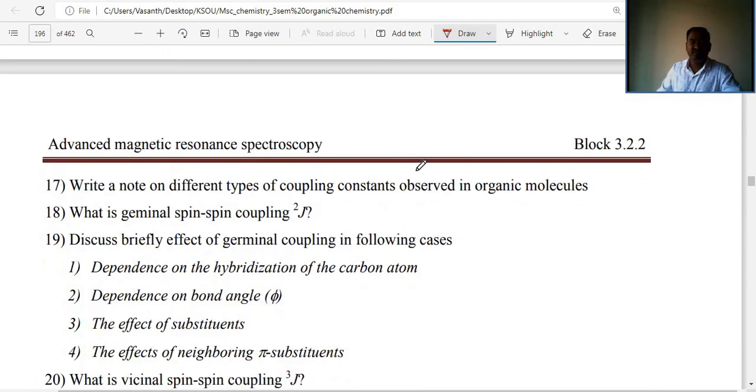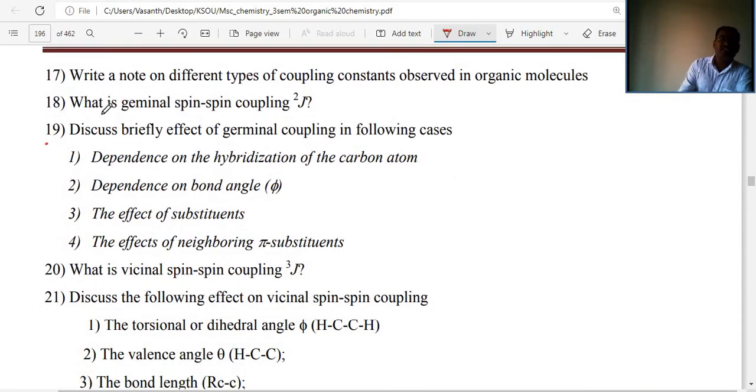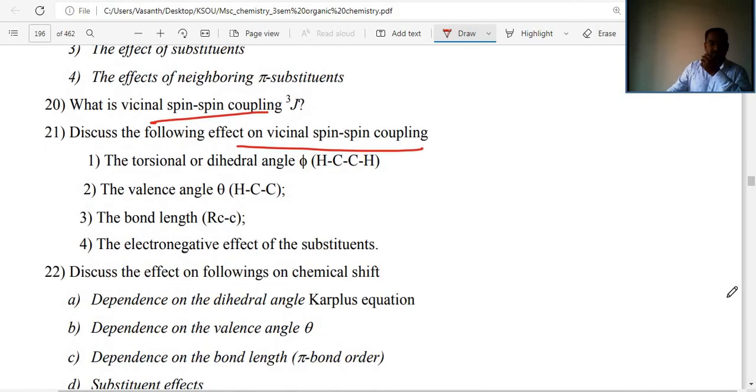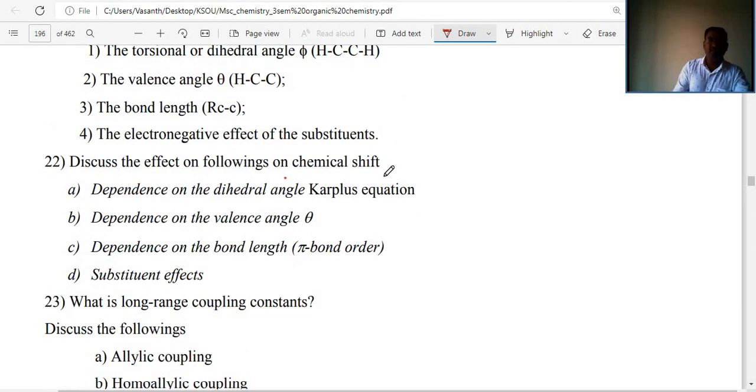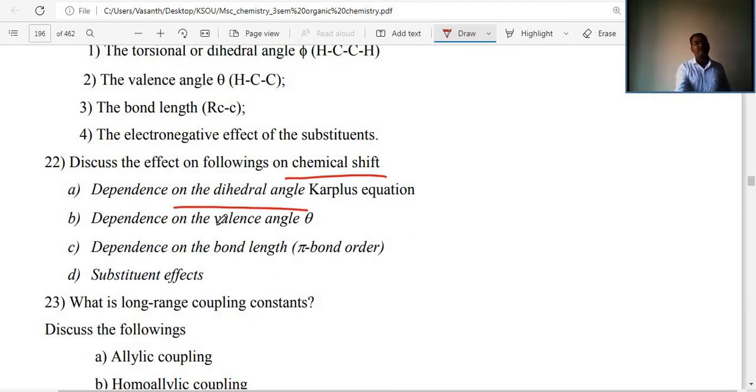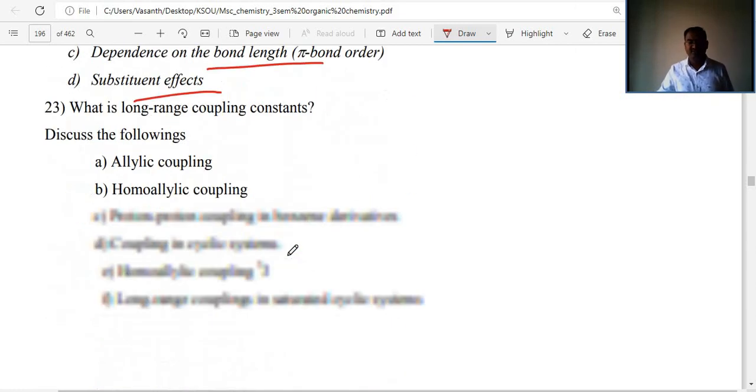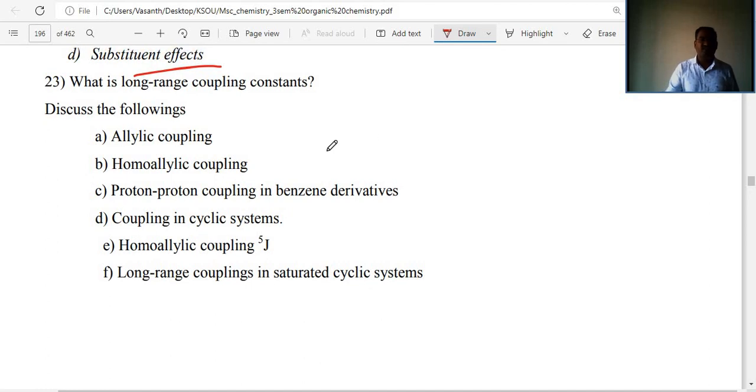These are all important. Discuss briefly the effect on geminal coupling. Vicinal spin-spin coupling. Some important effects: discuss the effect of the following on coupling: dependence on the dihedral angle, dependence on the valence angle, bond length, substituent effects. And discuss the following: allylic coupling, homoallylic coupling, proton-proton coupling. These are all very important.